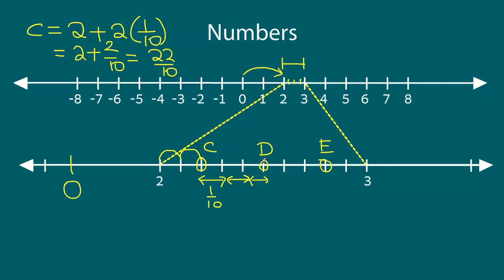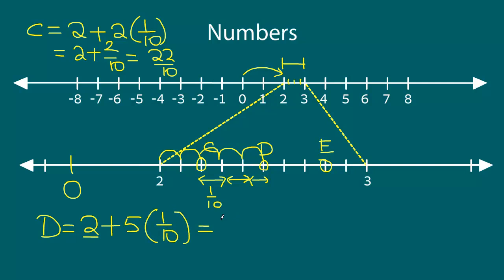How far is point D? Where is point D? So point D is, again, we have to first get to 2, and then D is 2, 3, 4, 5 parts away. So first we have to get to 2 plus 5 parts away, and each part is 1 by 10 again. So we have 2 plus 5 over 10. So if you solve this, 10 is the denominator, 2 tens are 20, plus 5, or 25 by 10.